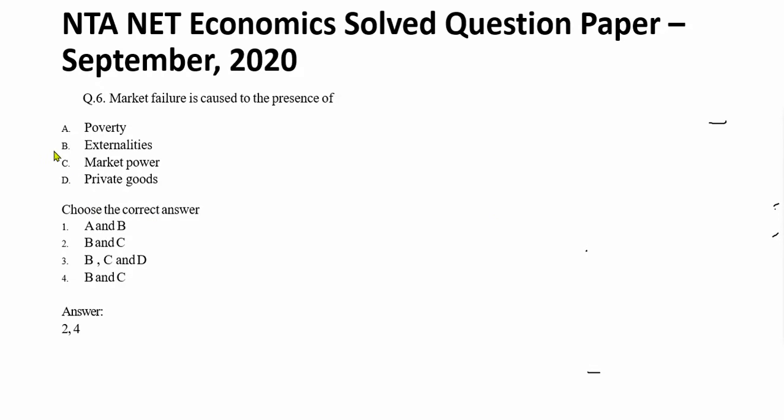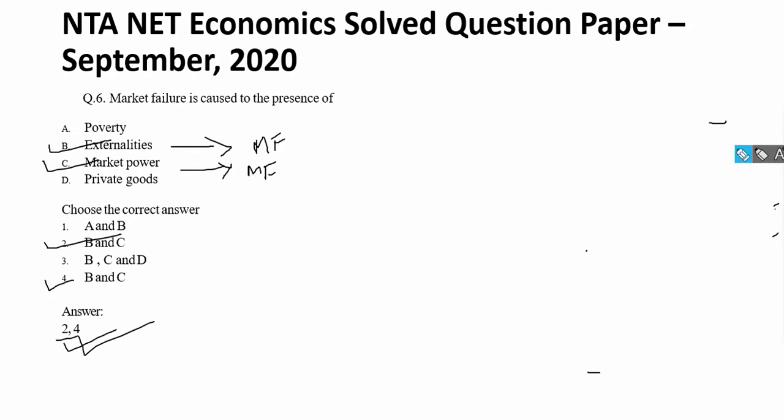First one is externality. For obvious reasons, the externality will cause market failure, right? Again, we know that when there is market power or when there is no perfect competition, it will create market failure. So we know that the answer will be B and C. Here both of these options are same, so either 2 or 4 or both of these are correct. So this will be the answer.